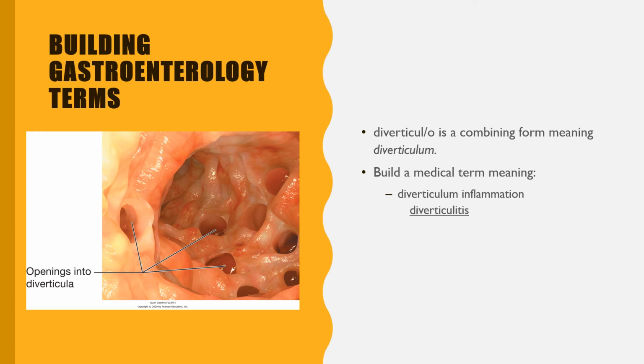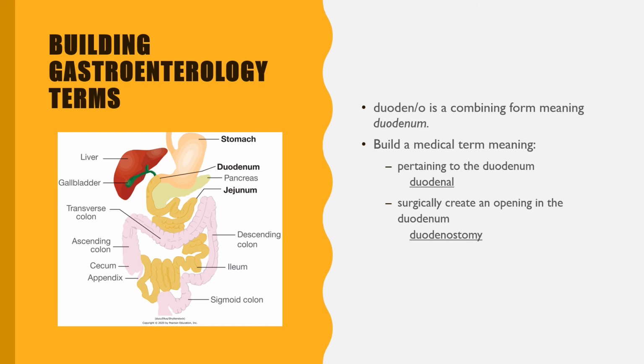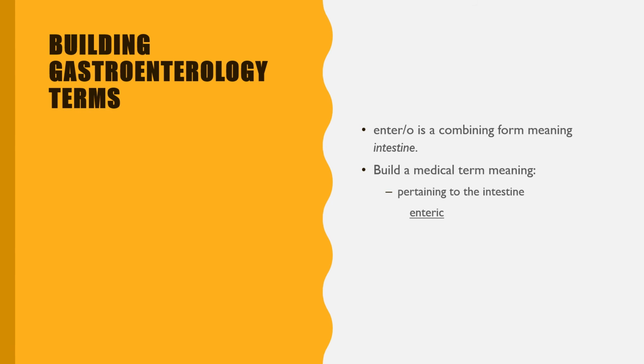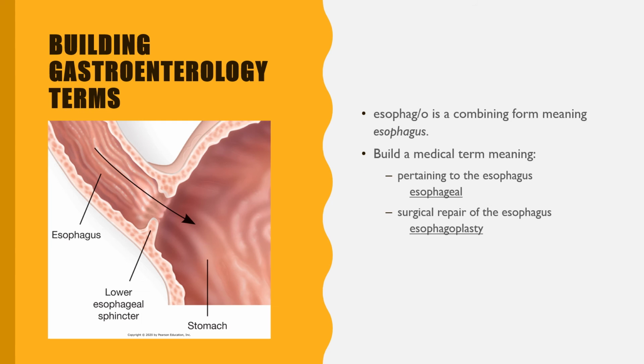Diverticulitis is a term that means diverticulum inflammation. Duodenal means pertaining to the duodenum, and duodenostomy is to surgically create an opening in the duodenum. Emesis is a suffix that means vomiting. Hyperemesis is excessive vomiting. Enteric means pertaining to the intestine. Esophageal means pertaining to the esophagus. Esophagoplasty means surgical repair of the esophagus.